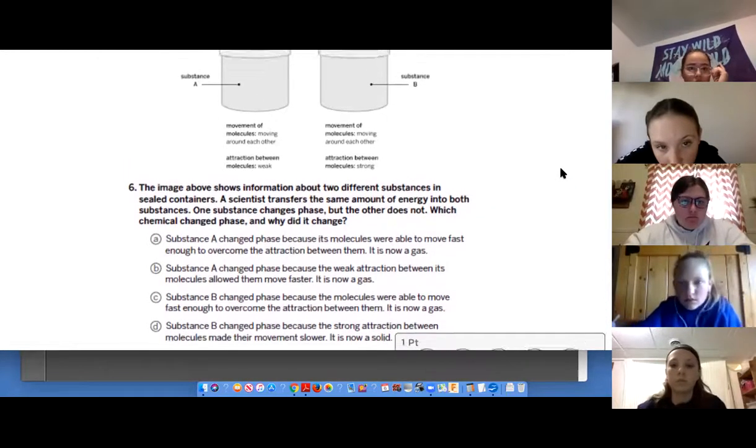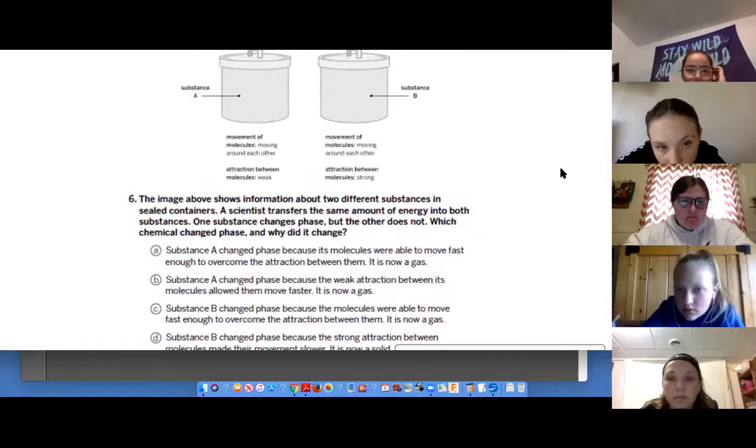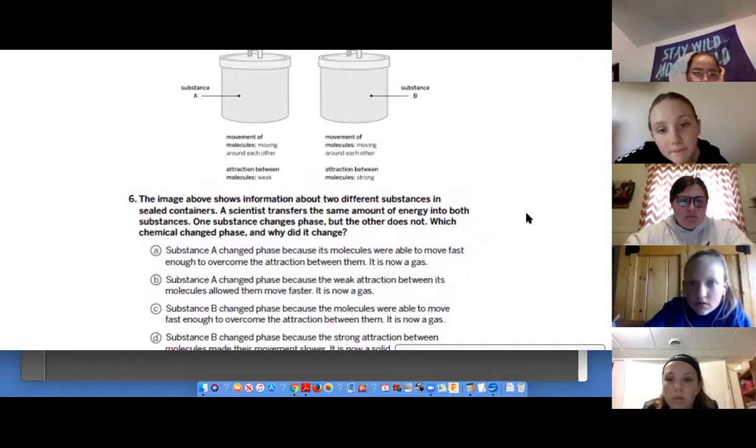Okay, number 6. The image above shows information about 2 different substances in sealed containers. A scientist transfers the same amount of energy into both substances. One substance changes phase, but the other does not. Which chemical changed phase and why?